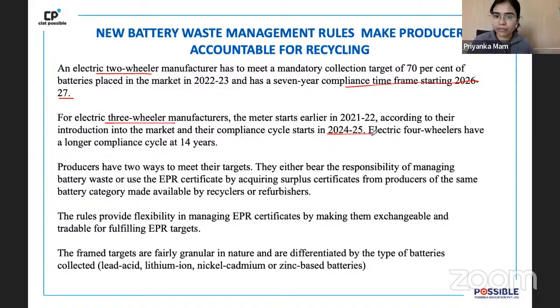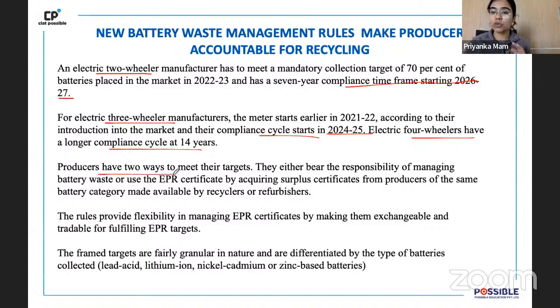2024-25, right? Their compliance cycle starts in 2024-25. And electric 4-wheelers will have a longer compliance time because they were introduced later. So the compliance time will start from 2026-27 for 2-wheelers. It will start from 2024-25 for 3-wheelers. And for 4-wheelers, we have directly written that your compliance cycle will be up to 14 years.